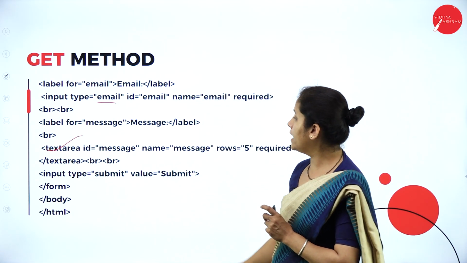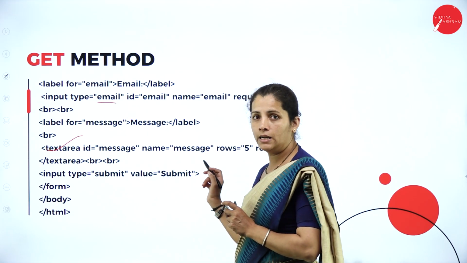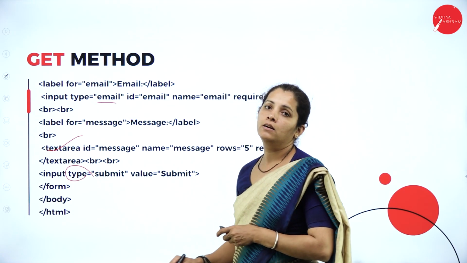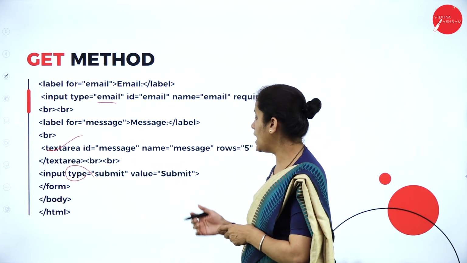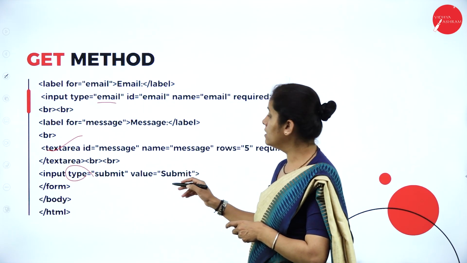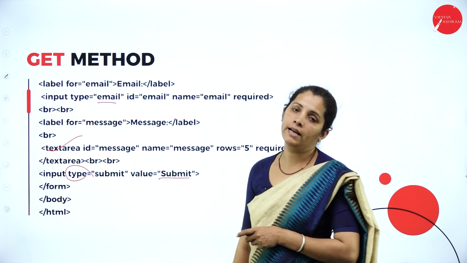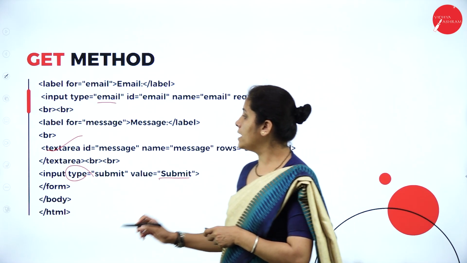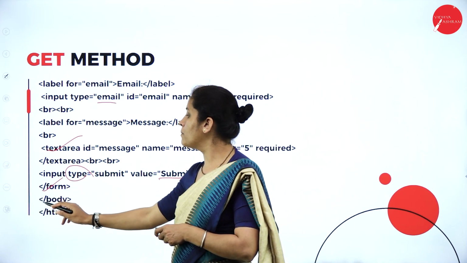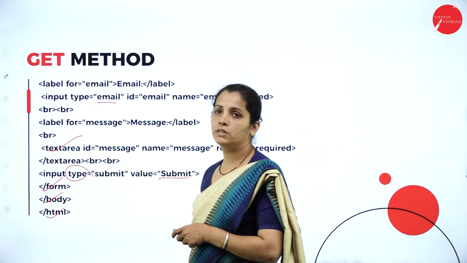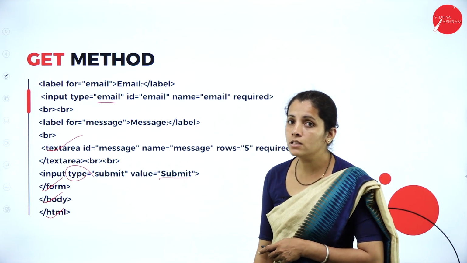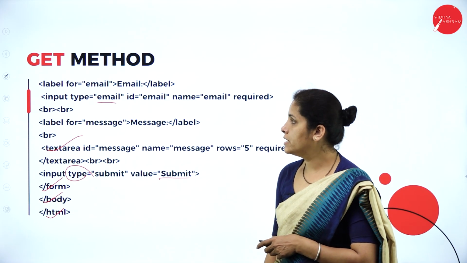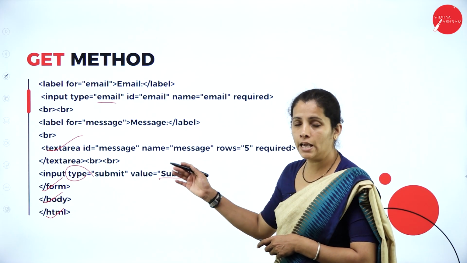Then at the end, I must have the button. For that, I consider the type submit. What is on my button? I must have the value or text on the button, that is Submit. And I close the form, close the body, and close the HTML. This is the way I can use the GET method in my HTML as well as in PHP.